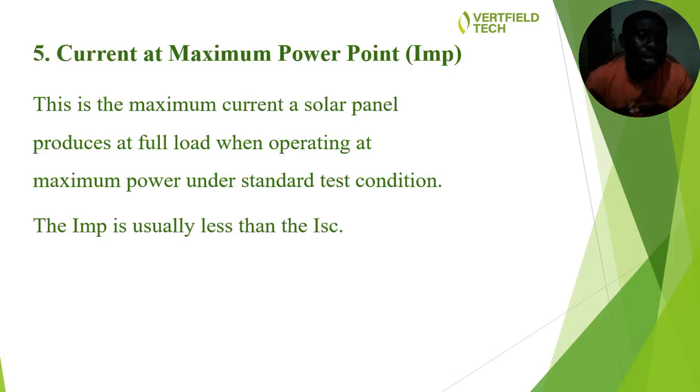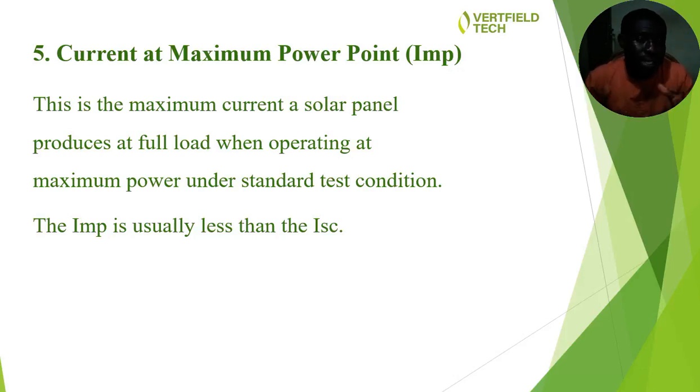We have the current at maximum power point. What is the current at maximum power point? The current at maximum power point is the maximum current the solar panel produces at full load, when operating at maximum power, still under standard condition. Do not forget, all these things are done under standard condition. There are conditions, factors and scenarios which guide the parameters of the solar panels.